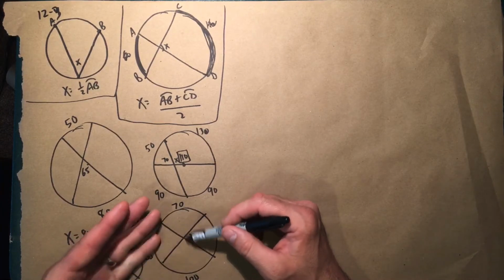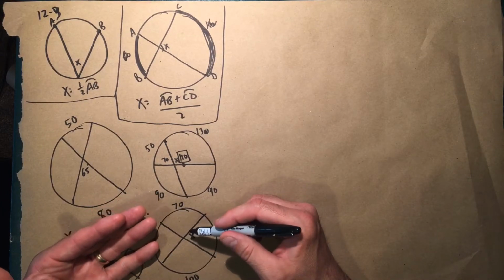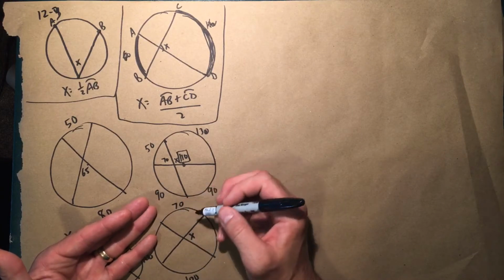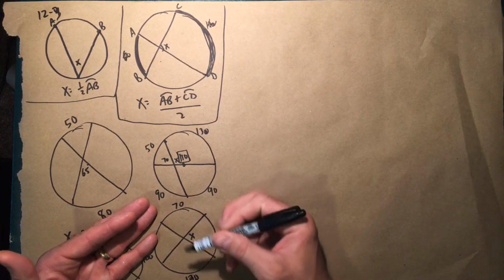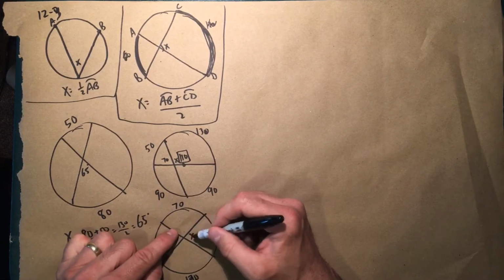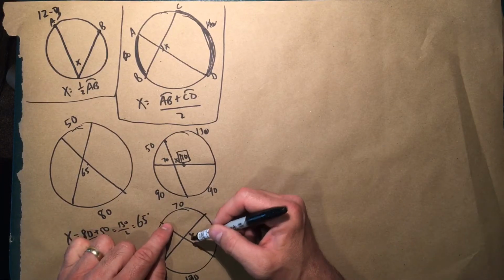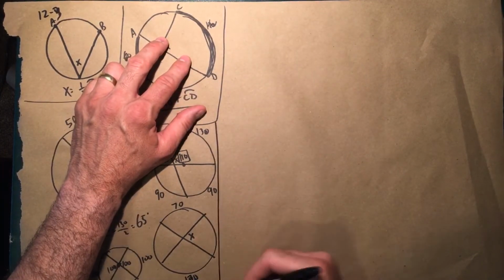Sorry, my picture's a little bit off. We'll call this 120 to make it a little bit better. 190, oh look, that's 95. And then you just subtract from 180 to get 85 there, which is fine. Okay, so that's pretty cool.